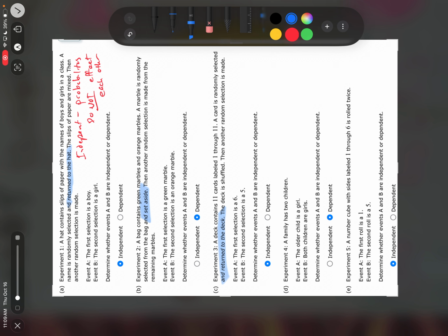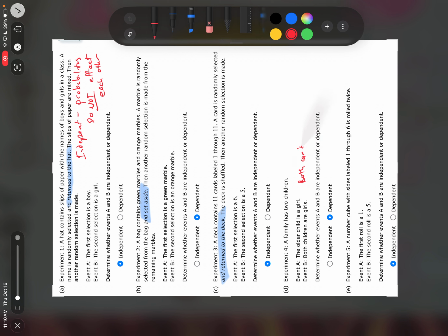Here is the weird one. This is the weirdest one. A family has 2 children. The older child is a girl, and then both children are girls. This one you just got to think about. In order for both children to be girls, doesn't the first one have to be a girl? So that is why this is dependent, because the second one can't happen unless the first one happens. Okay?